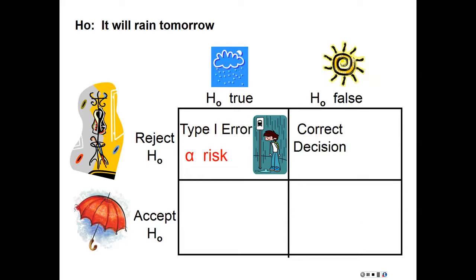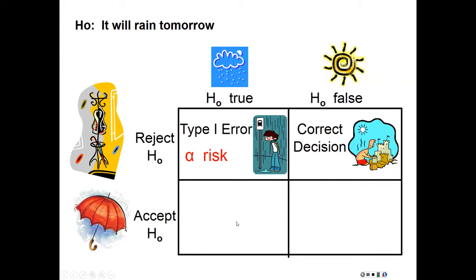If, on the other hand, you decide that H0 was not true, and in fact H0 is not true, did you make a good decision? Yes, you recognize that H0 was incorrect. In that case, you made a correct decision. The result is you go to the beach and get sunburnt, but at least you don't get rained on. Okay?